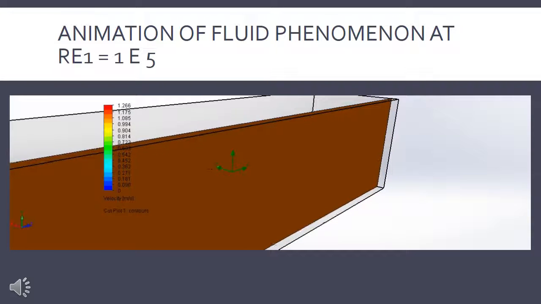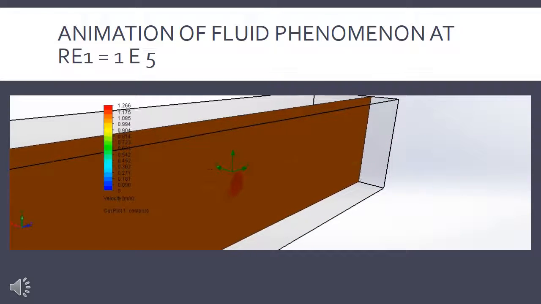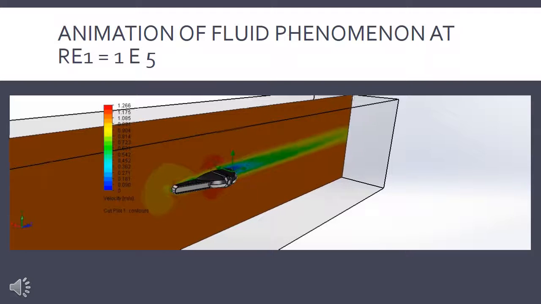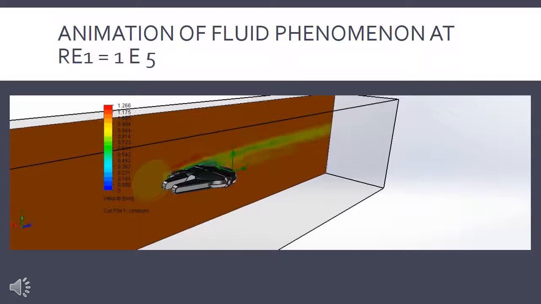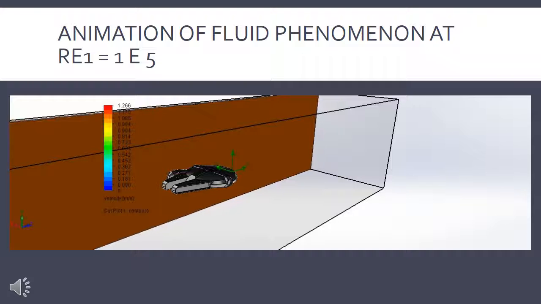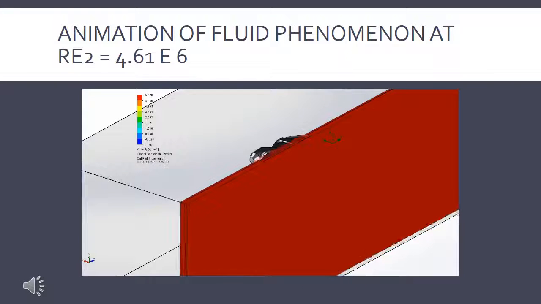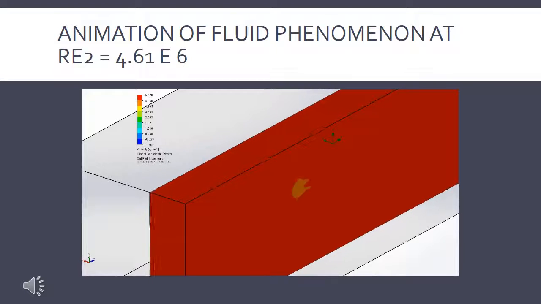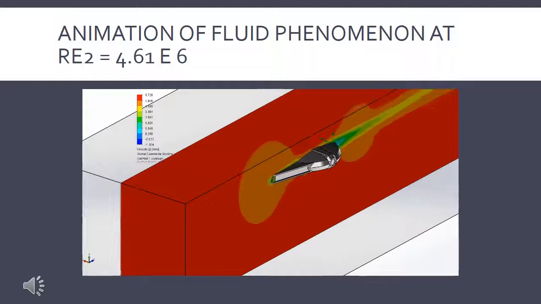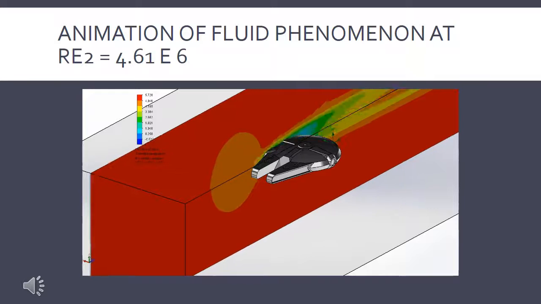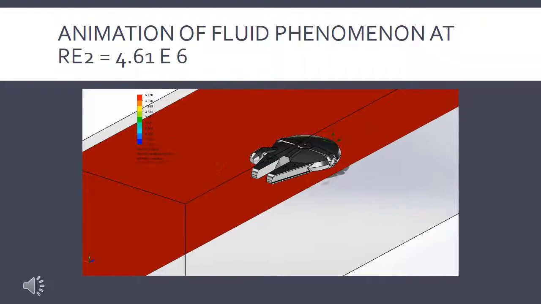Here is an animation of the visualization of the fluid velocity around the Millennium Falcon at a Reynolds number of 1 times 10 to the 5, or a turbulent Reynolds number. This is an animation of the visualization of the fluid velocity around the Millennium Falcon at a Reynolds number 1 order of magnitude above the last one, or at 4.61 times 10 to the 6.